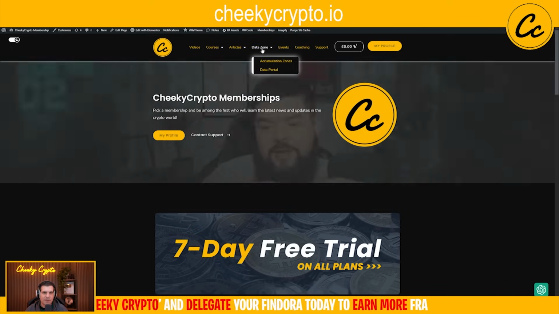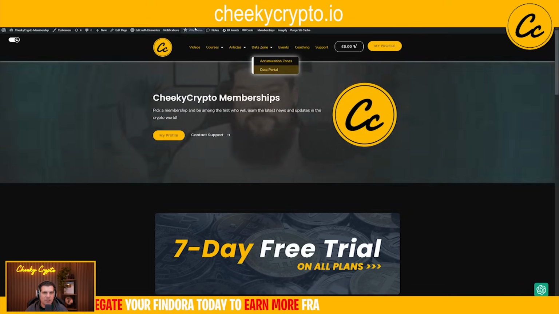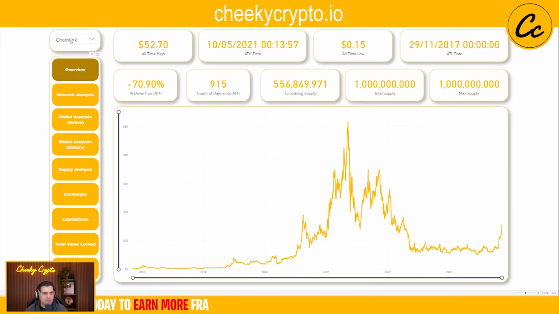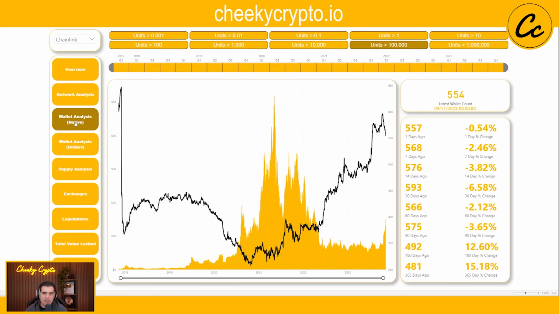On here, we have something called the data portal. If we head on over into the data portal, we have Chainlink on-chain metrics. There's a whole host of different things on here that you can take a look at. I'm just going to focus in on the wallet analysis with native LINK. Now, here you can see wallets that have more than 100,000 units of Chainlink. You can see that they've aggressively been selling off into this move to the upside. Okay, this tells you that large investors are taking their profits.